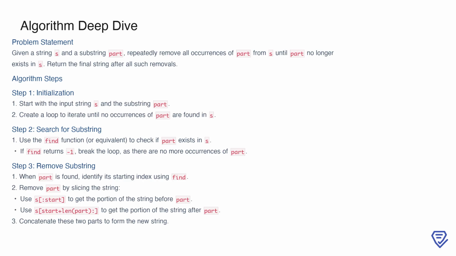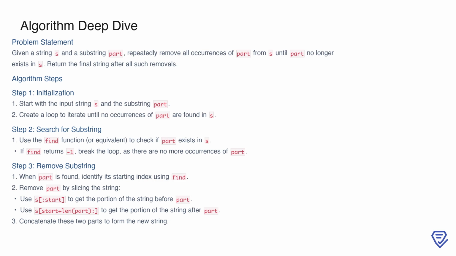In this problem, we are tasked with repeatedly removing all occurrences of a given substring part from a string S until part no longer exists in S. The final string, after all removals, is what we return. To solve this, we break the process into a series of steps.